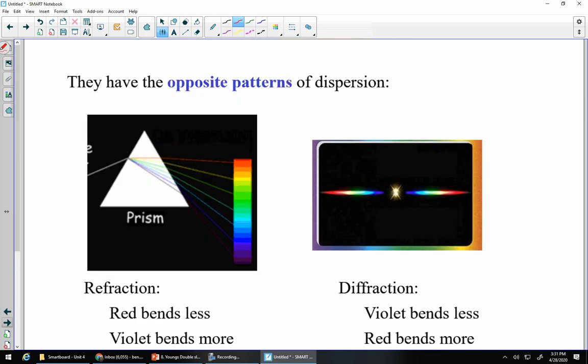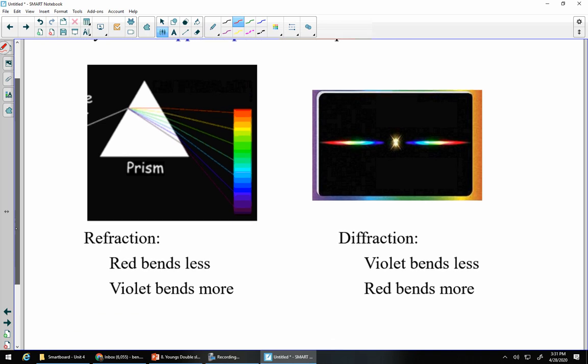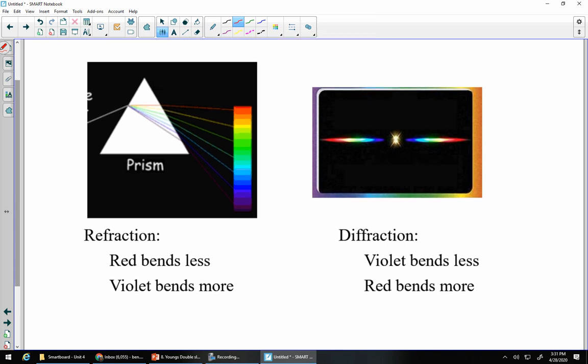Here's your summary for this. They're opposite patterns. Refraction, red bends the least. Diffraction, violet bends the least. So violet bends more versus red bends more. Opposite. Now, honestly, I'm doing a horrible job explaining this right now because it's home time and I'm tired.